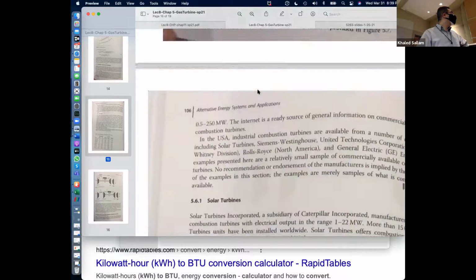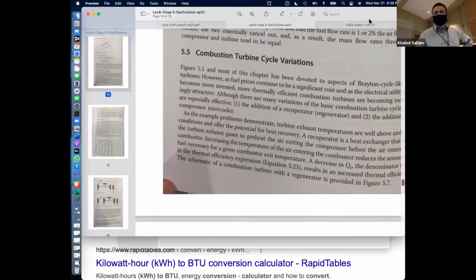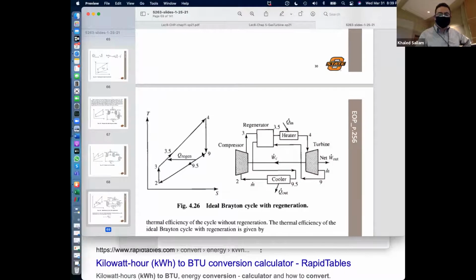So in a cycle like this, that's what regeneration is. Look at this temperature 9 and 3. If 9 is hotter than 3, then it will be a crime to throw this 9 away and heat the 3 all the way up to 9 using our own fuel. So what do they do? Before you send it out, you put it into a regenerator.